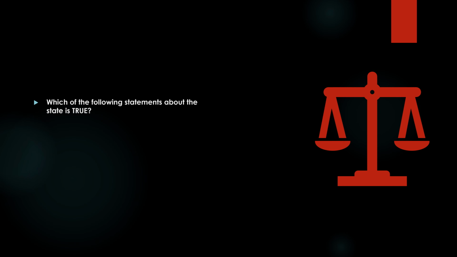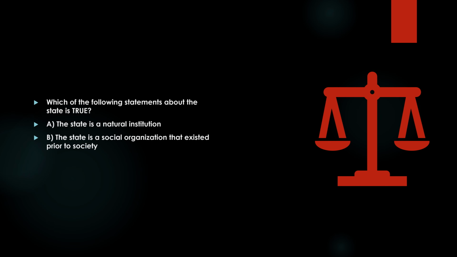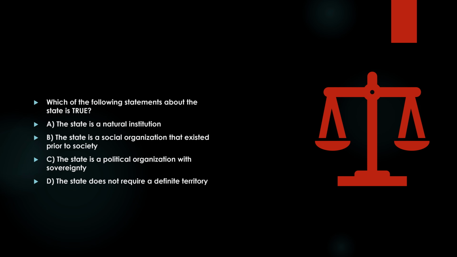Which of the following statements about the state is true? The state is a natural institution. The state is a social organization that existed prior to society. The state is a political organization with sovereignty. The state does not require a definite territory. Answer C. The state is a political organization with sovereignty.